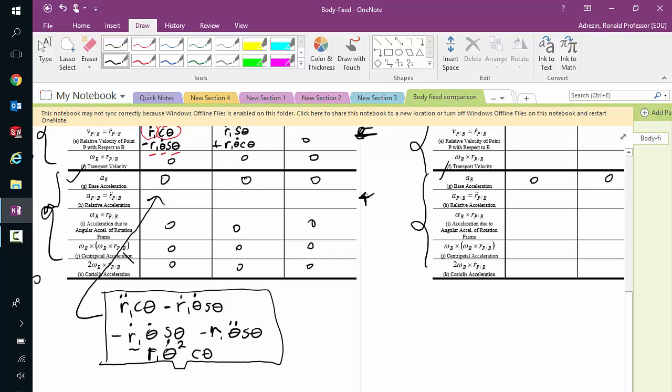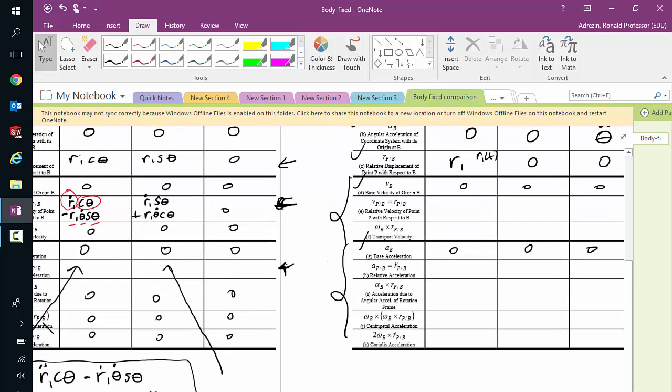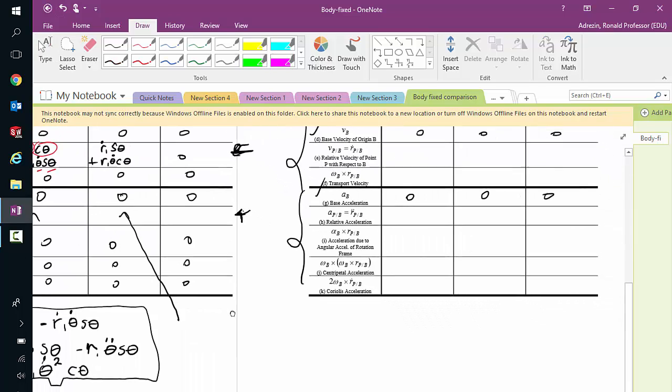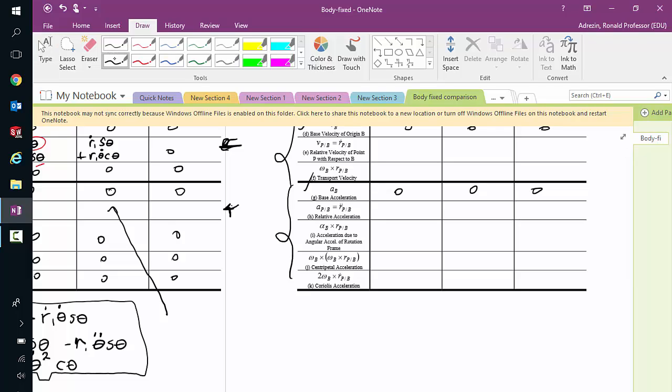Similarly, since this is review, let's do the rest. Let's work on these terms right here. So just like before, the first term gives me 2. So what do I have? I have R1 double dot sine theta. Hold the R1 dot constant, sine theta becomes cosine theta times the theta dot.